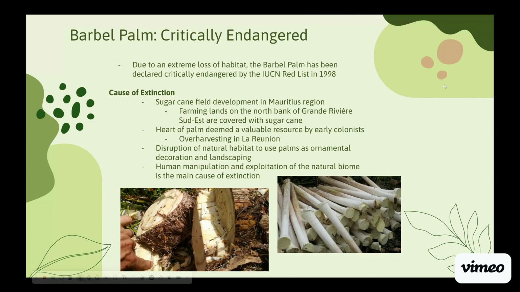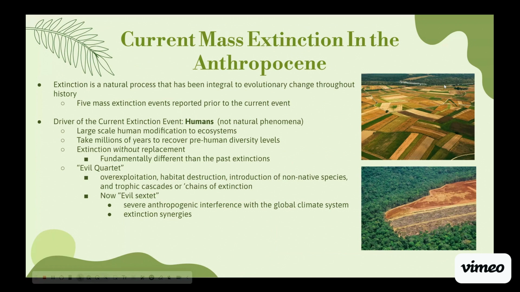In general, extinction is a natural process that has been integral to evolutionary change throughout history. There have been 5 recorded mass extinctions, not including this current extinction event. The most notable difference in this 6th mass extinction is that the driving cause is humans rather than natural phenomena like tectonic shifts, extraterrestrial impact, or changes in the ozone layer.